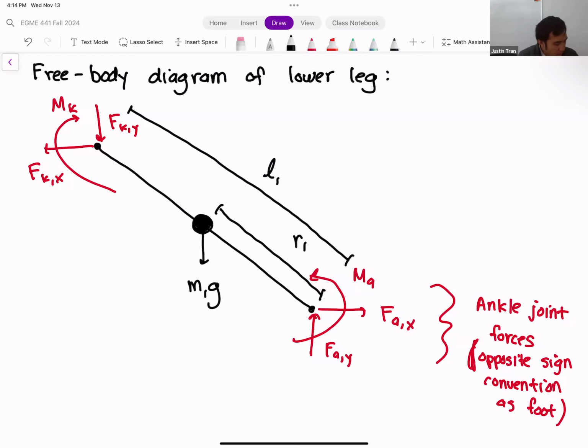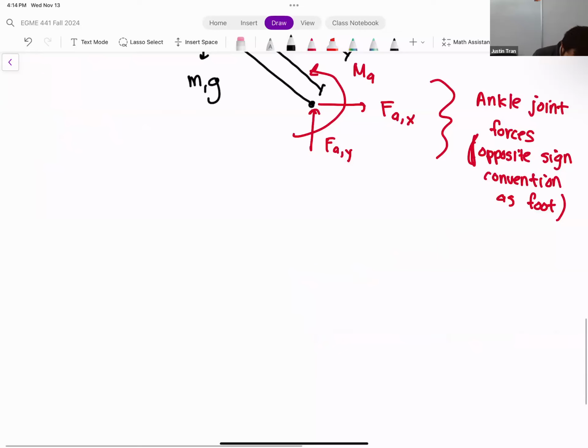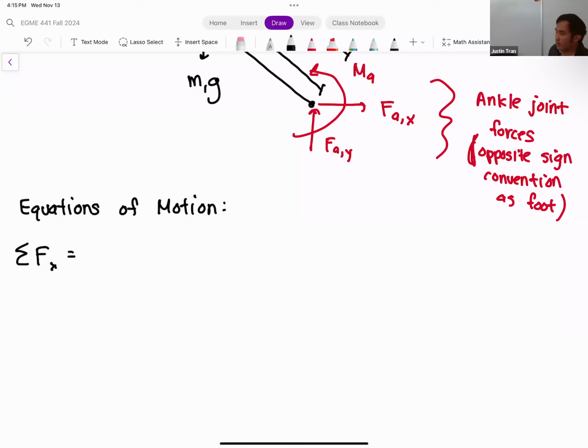Okay, good. Let's go ahead and write out our equations of motion. Our equations of motion are nothing more than the sum of the forces in the x direction, the y direction, and the moments. I think we ended with this last time, but I kind of rushed it at the end, so I want to make sure I explain this thoroughly.